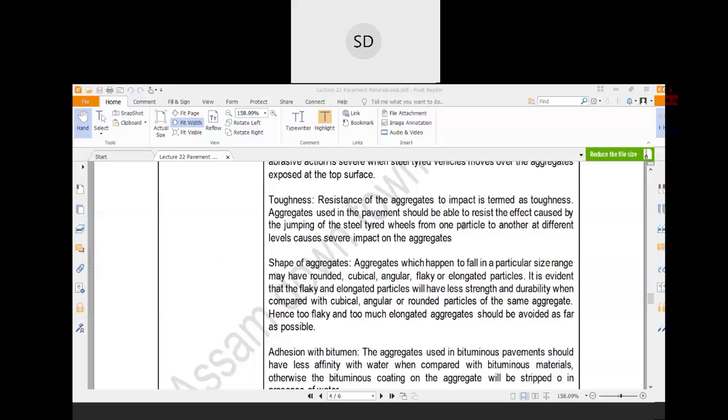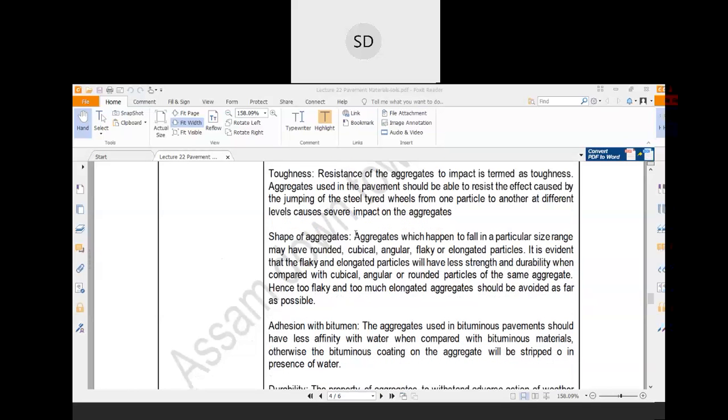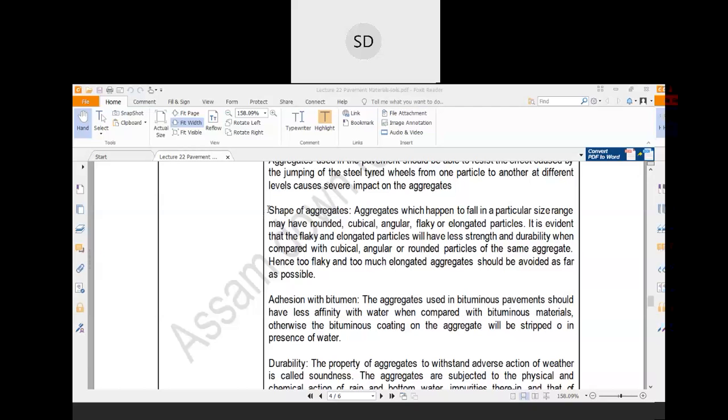So how is toughness tested? Toughness is tested with the help of the impact test. In the impact test, there is a small mold where you place some aggregate, and after putting in the aggregate you keep hammering it. After some standard number of hammer blows, you find out the percentage of crushed aggregate. Then another important parameter is the shape of the aggregate.